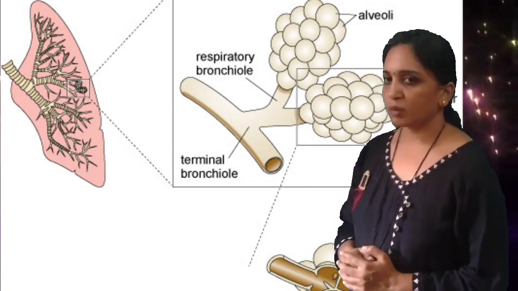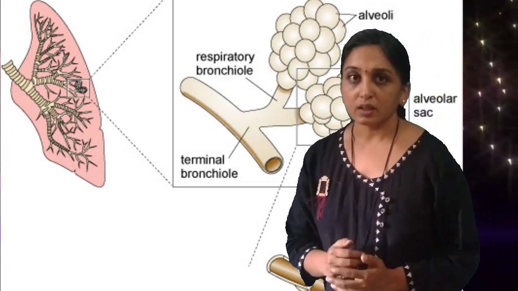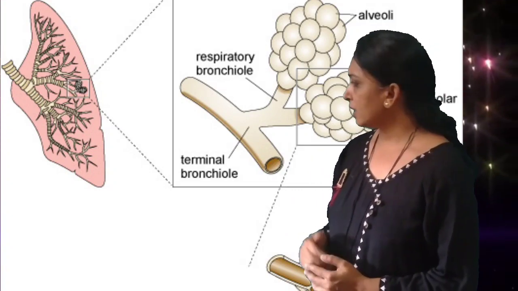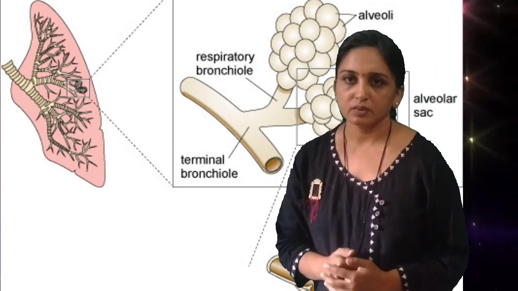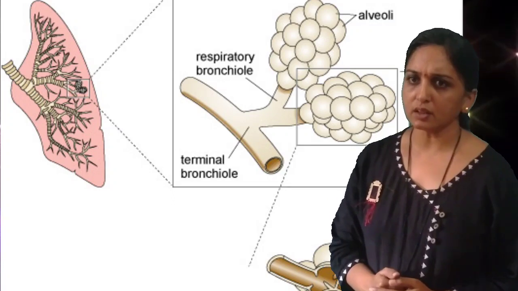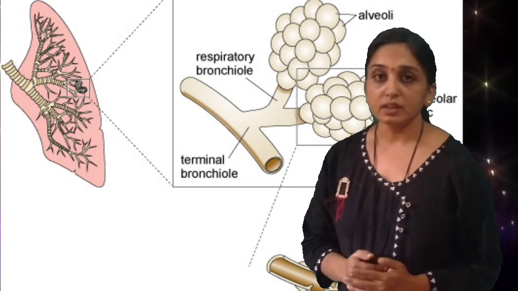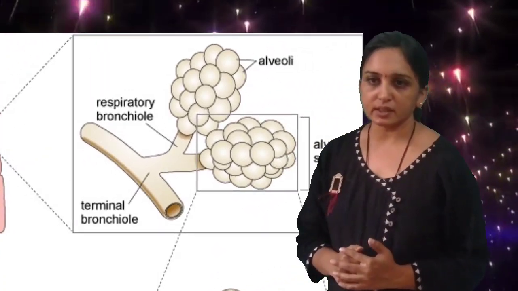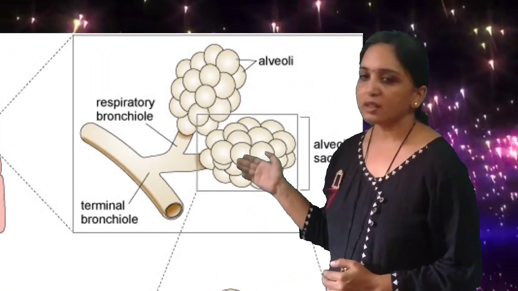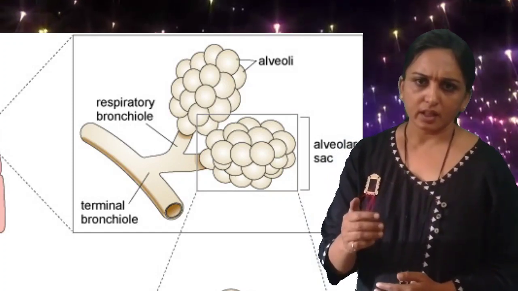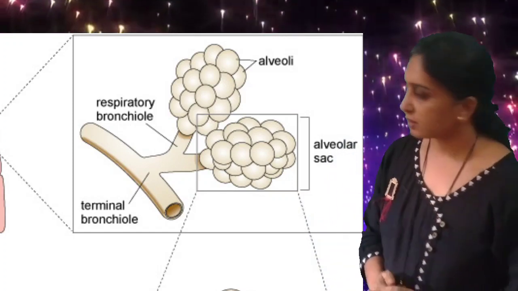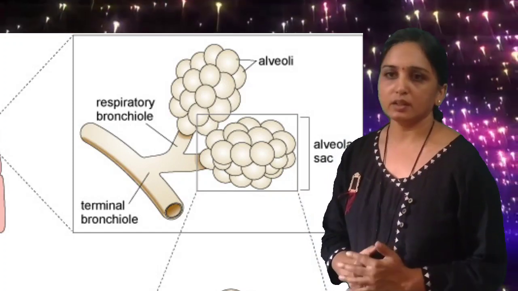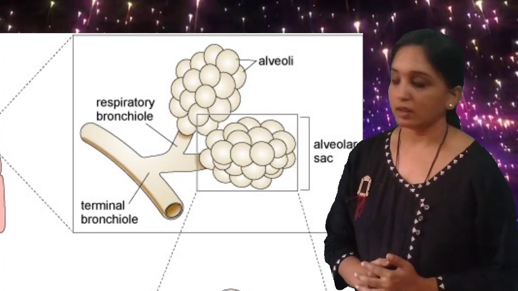Each lobe of the lung consists of terminal bronchioles, which end in a bunch of spherical thin-walled air sacs called as alveolar sacs, and each alveolar sac consists of 10 to 12 alveoli.